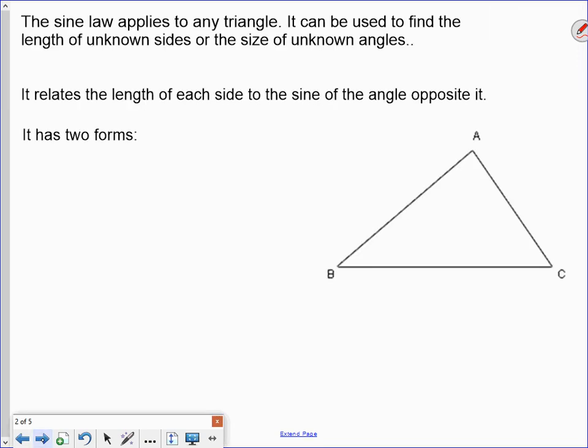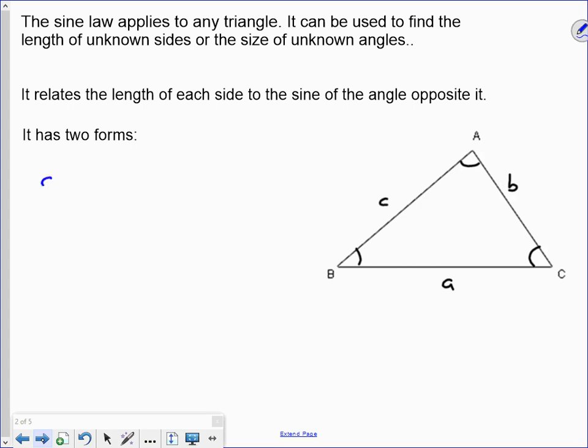The sine law, as I just said, applies to any triangle. It can be used to find the lengths of unknown sides or the sizes of unknown angles, and it relates the length of each side in a triangle to the sine of the angle that is opposite. So if we've got a triangle with vertices A, B, and C, we've got angle A, angle B, angle C, and we can label the sides small a, small b, small c. One form of the sine law looks like this.